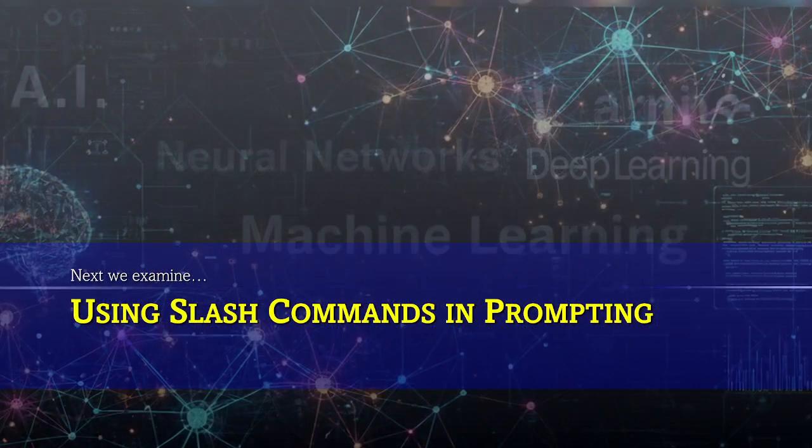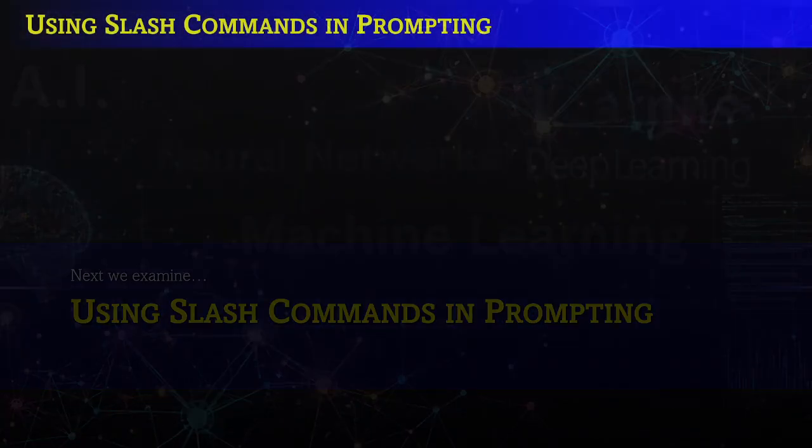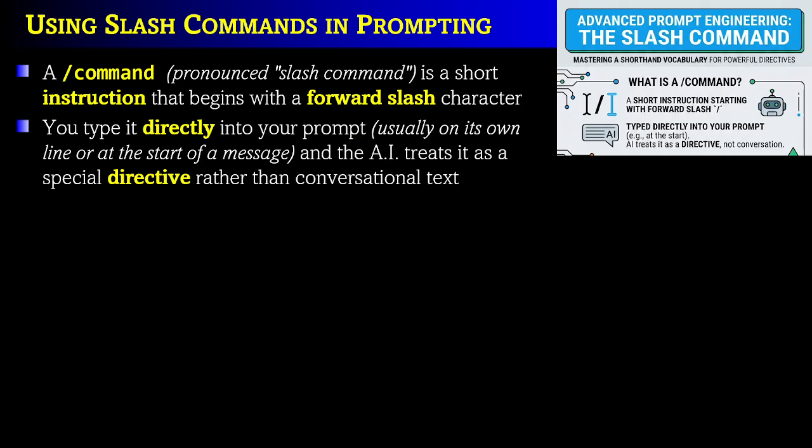All right. Another really advanced way to look at prompting is using something called a slash command. So what's a slash command? It's going to look like this. It's going to once again use that / character followed by a command word. We usually call this slash command. It's short for an instruction that begins with that / character. You type it directly in your prompt, usually on its own line at the start or end of a prompt message. And the AI treats it as a special directive rather than conversational text.